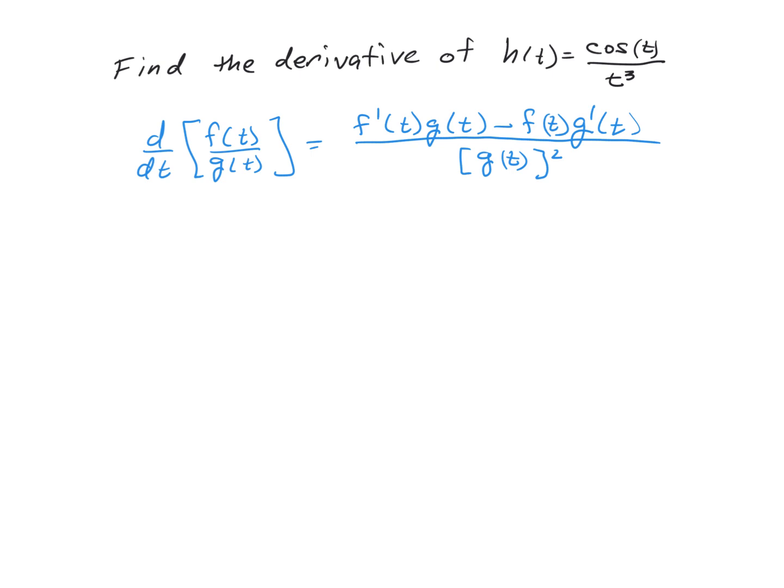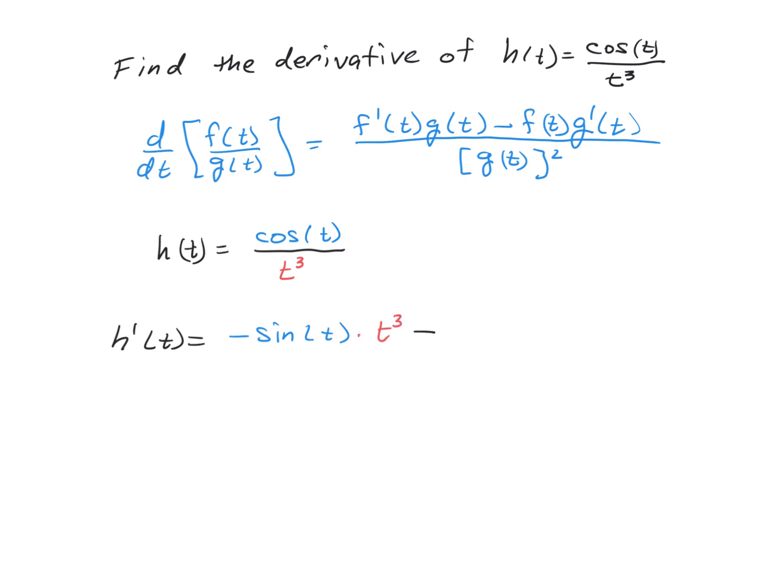So for our problem, h of t is equal to the cosine of t, which we'll leave in blue, divided by t cubed, which will be in red. We can think of the cosine as the top function, f, and the denominator, t cubed, as our function g. So when we find our derivative, it's going to be the derivative of the cosine function, which is negative sine of t, times our denominator, t cubed.